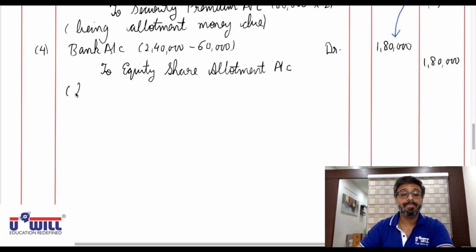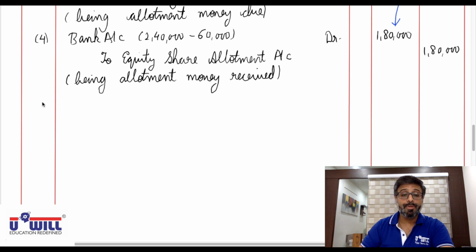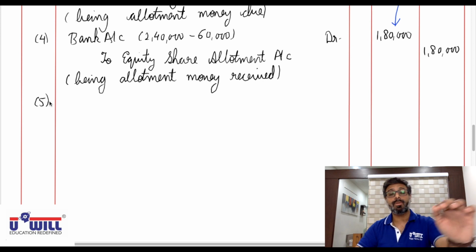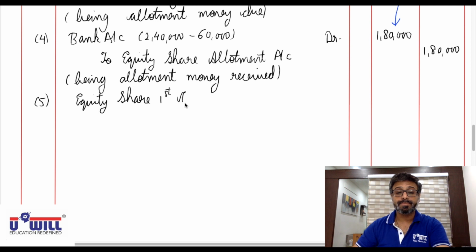Being allotment money received. Fifth entry. So 2 entries of allotment are done. Now 2 entries of first call. Equity share first call account debit to equity share capital account.